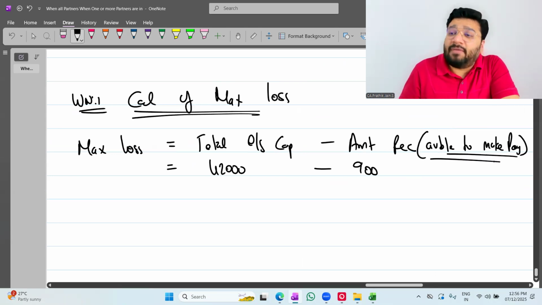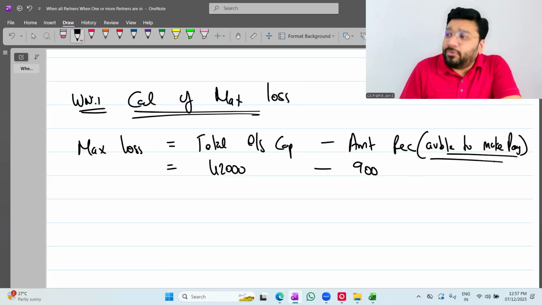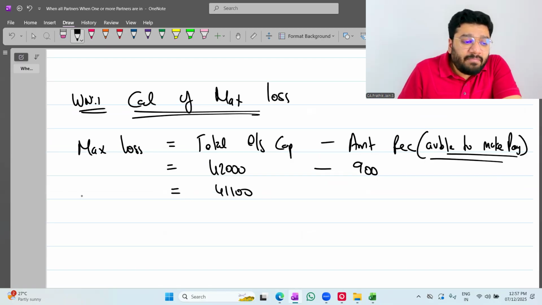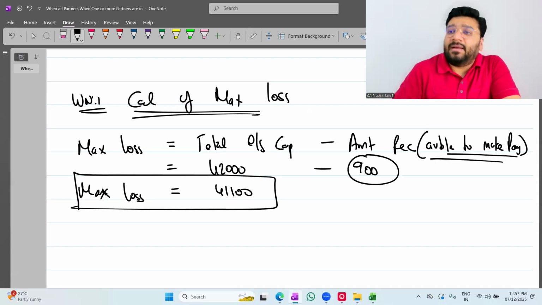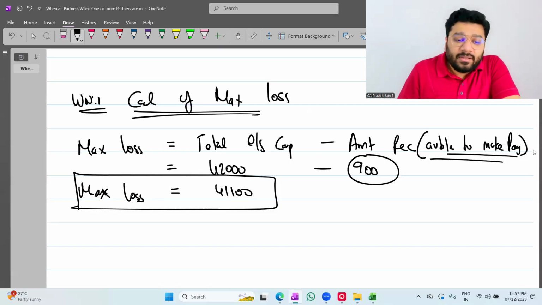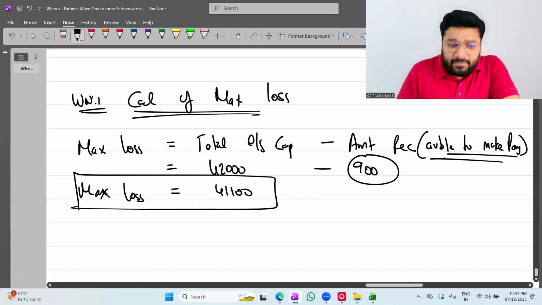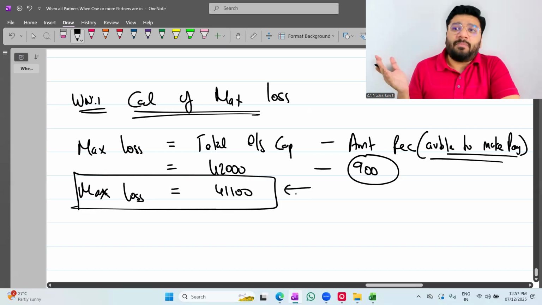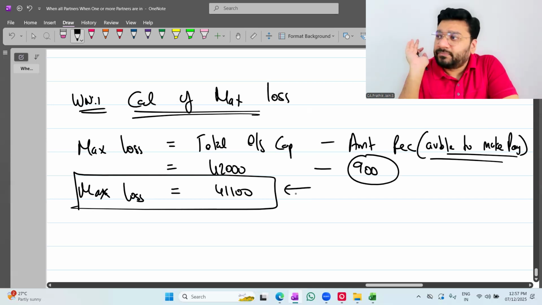In other words, this is the amount available to make payment. So out of 42,000, if I pay 900 to somebody, how much is unpaid? 41,100 is the maximum loss. So the assumption, when we are solving this question, is that after this 900, we will never receive any money from anyone in future. Hence, only 900 out of 42,000 is received, the balance 41,100 is a loss, and I'll distribute the loss on the partners and close the account. That is the assumption with which we solve this step. Okay, not okay?